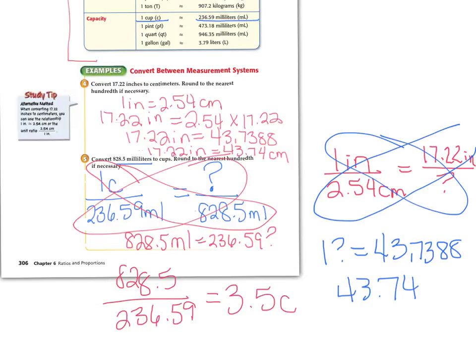So again, you have a couple of different options in solving these problems. Personally, I think that what you already know about proportions and solving little simple equations would make proportions your best choice for these. But if you have any questions, please make sure to ask your teachers.